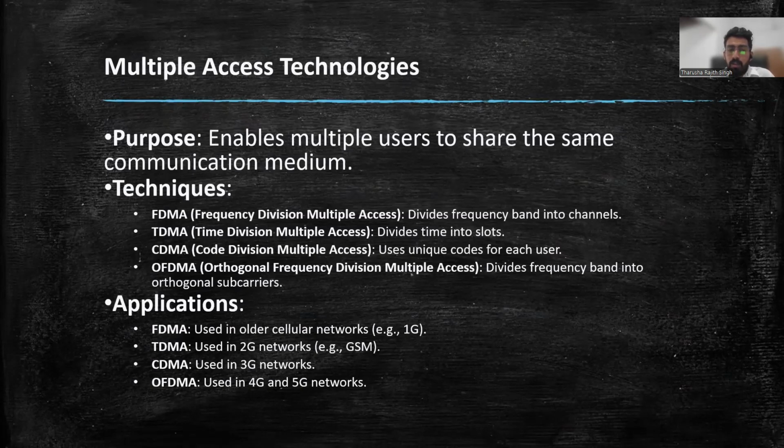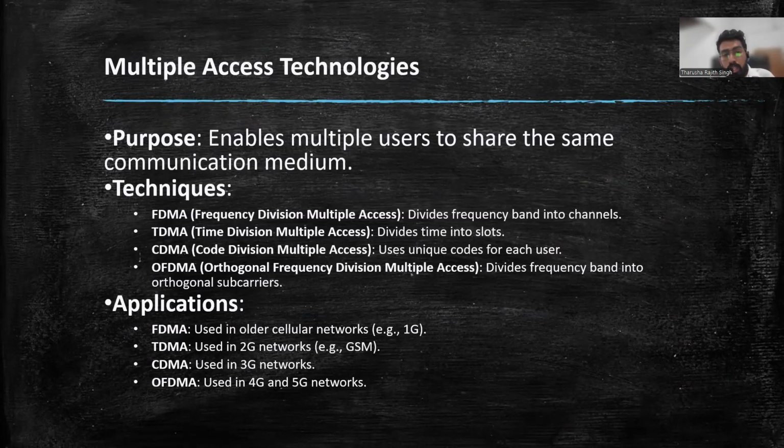CDMA means code division multiple access. CDMA uses unique codes to differentiate users, allowing multiple users to transmit simultaneously on the same frequency. Each user's signal is encoded with a unique code which allows the receiver to separate the signals. Normally, CDMA is used in 3G networks.